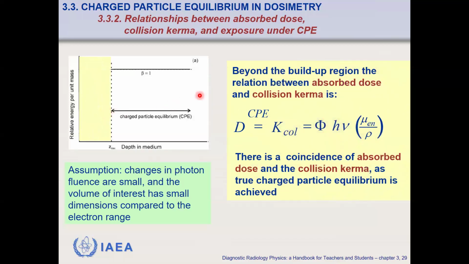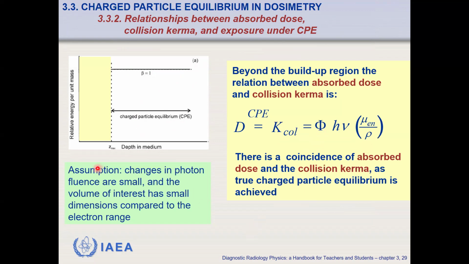So beyond the build-up region, we are now talking about the second part. A relation between absorbed dose and collision kerma could be expressed in this way. D equal K collision, of course here under the charged particle equilibrium state. So under CPE, D equal K collision, which equals phi times H times mu_en over rho. So there is a coincidence of absorbed dose and the collision kerma as true charged particle equilibrium is achieved.